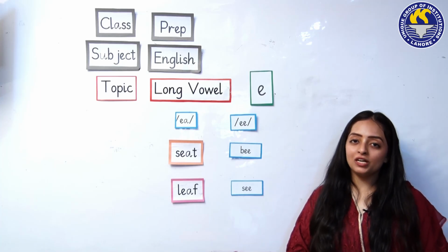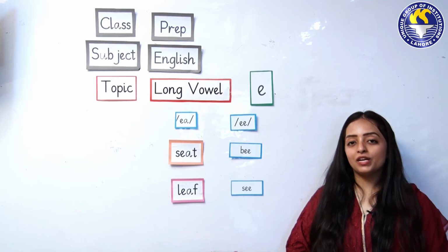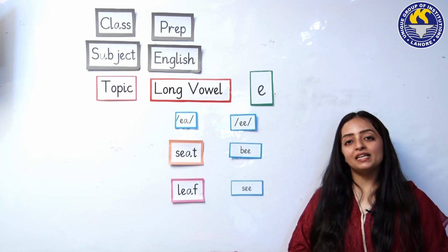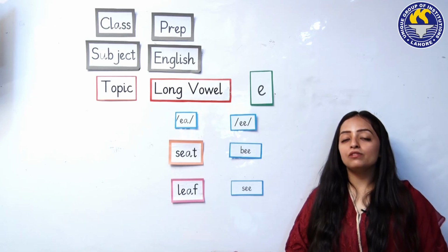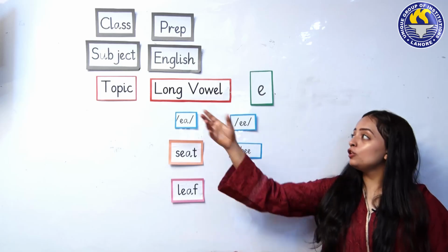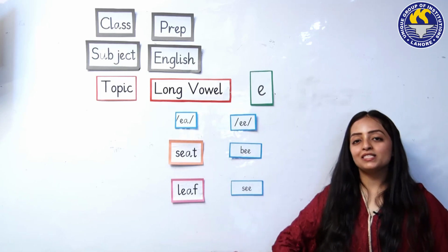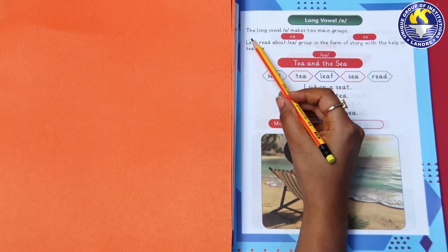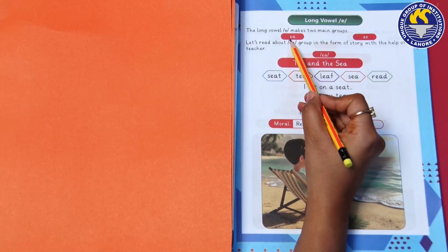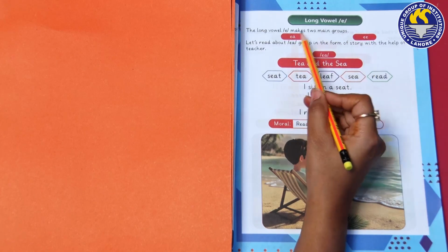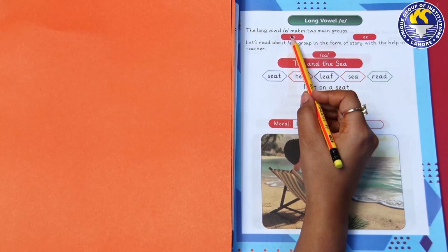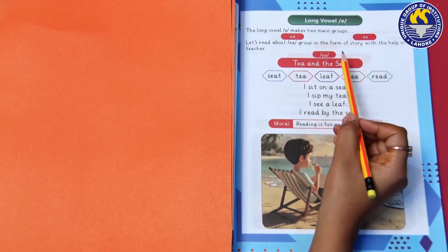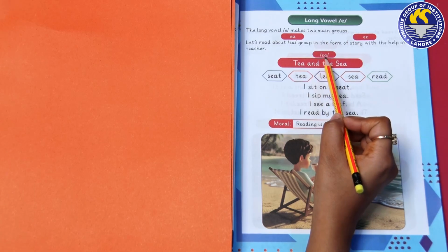For all those words, we have to move on to our English reading books. So my dear students, let's move on to our English reading books and read more words for the long vowel E. Let's take out your English reading book and read about the long vowel E. The long vowel E makes two main groups, E with A and E with E. But both give the same sound and that's E. First, we are going to read about the group E with A.